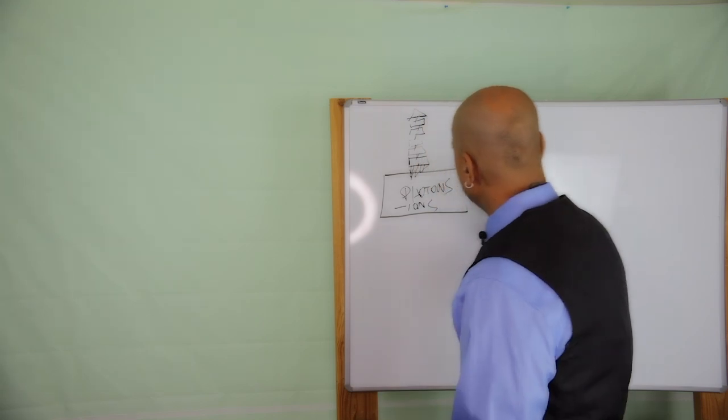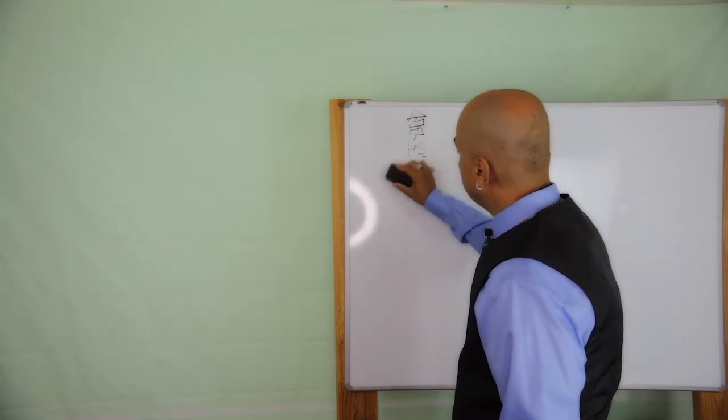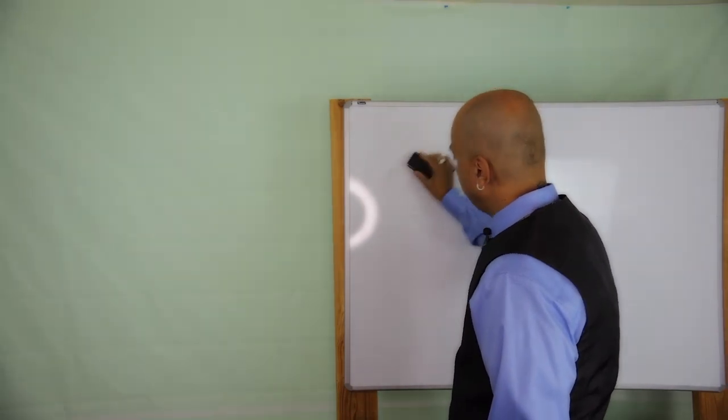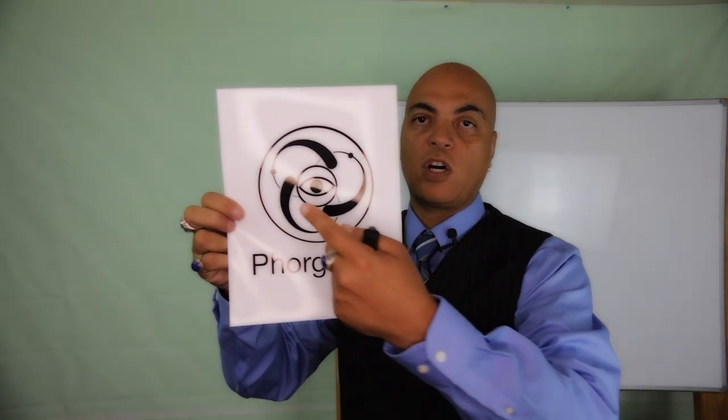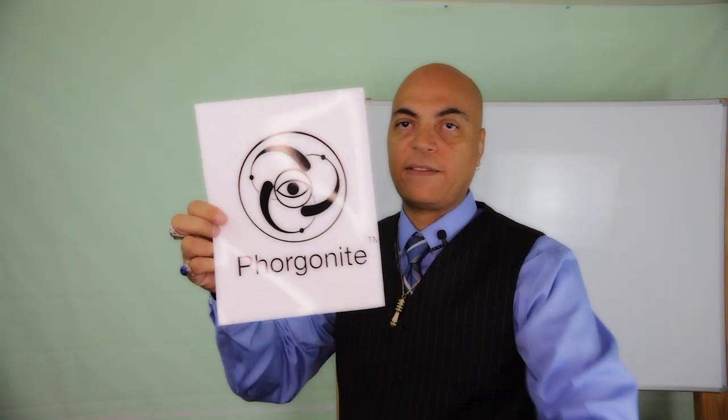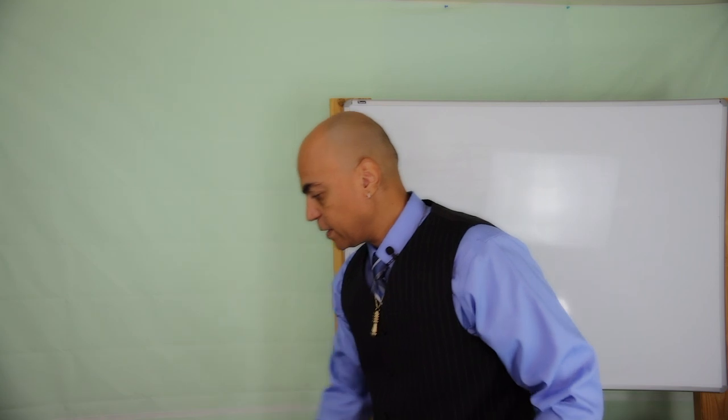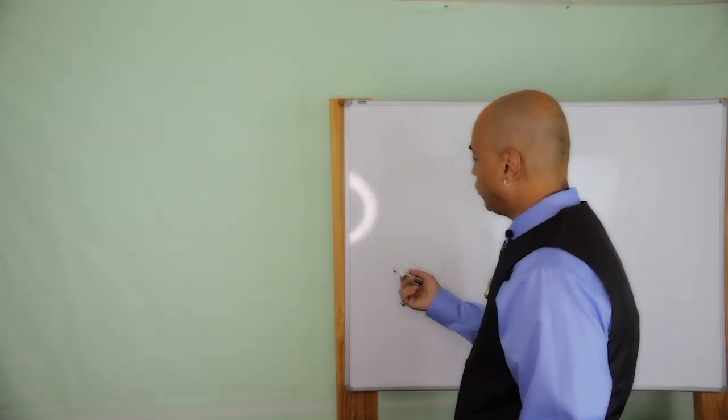So I decided to develop something that is called Forgonite, a conscious way to activate the orgone. Meaning photonically activated orgone energy. So what did I do?